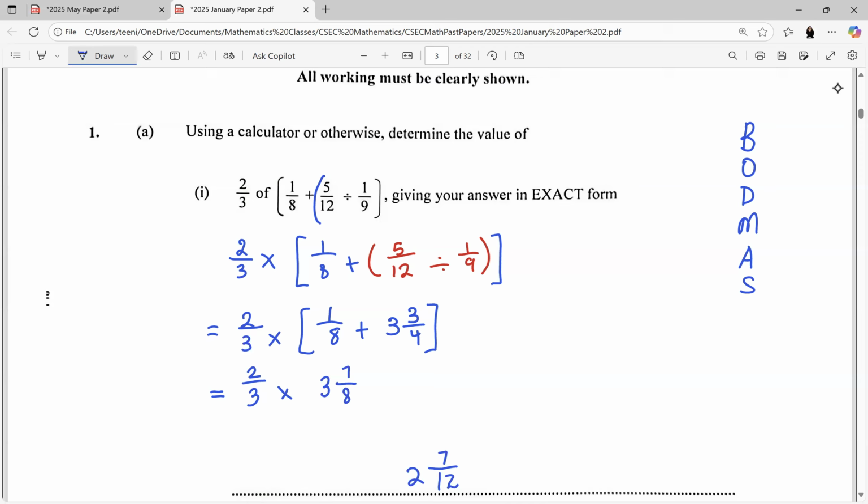Faith and Josh, did you get 3 7/8 when you added 1/8 to 3 3/4? Yeah. Okay. What about you, Josh? Oh, Miss, I didn't know how to add them. You didn't add them, or you didn't know how to, or you forgot? Okay. So let's see if we type in the entire thing on the calculator, if we get the same thing.